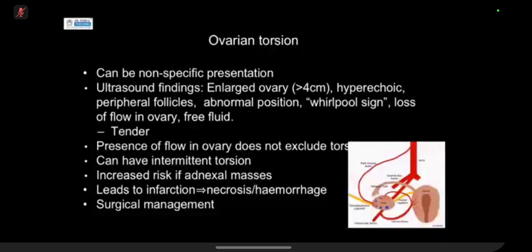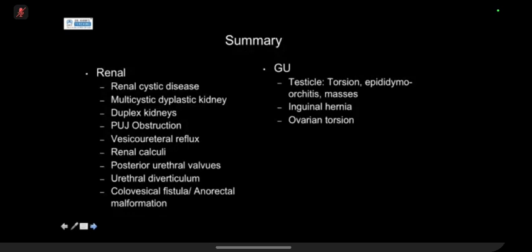And ovarian torsion leads to infarction and causes necrosis and hemorrhage, like we saw in testicular torsion, and surgical management is the definitive management. So in summary, we've covered quite a lot there. It's a lot to take in, but we've looked at renal cystic disease and looking at differentiating multicystic dysplastic kidneys from obstructive uropathies, as well as autosomal recessive and dominant polycystic kidney disease.